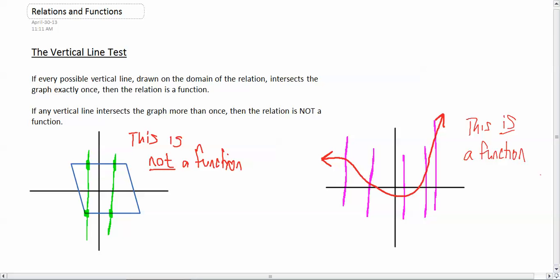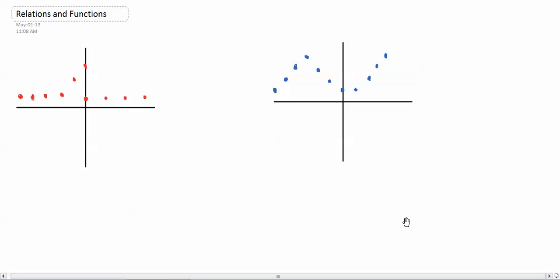Now we can also use this for discrete cases. Let me show you. We're going to take a look at two discrete cases. Remember, discrete cases are where our domain is limited to a number set which is not the real numbers. So for instance here, the number set being referred to is just the integers, the positive and negative whole numbers. I want you to take a look at these two graphs. One of these is a function, one of these is not a function. I want you to pause the video and think about which one of these is and why.